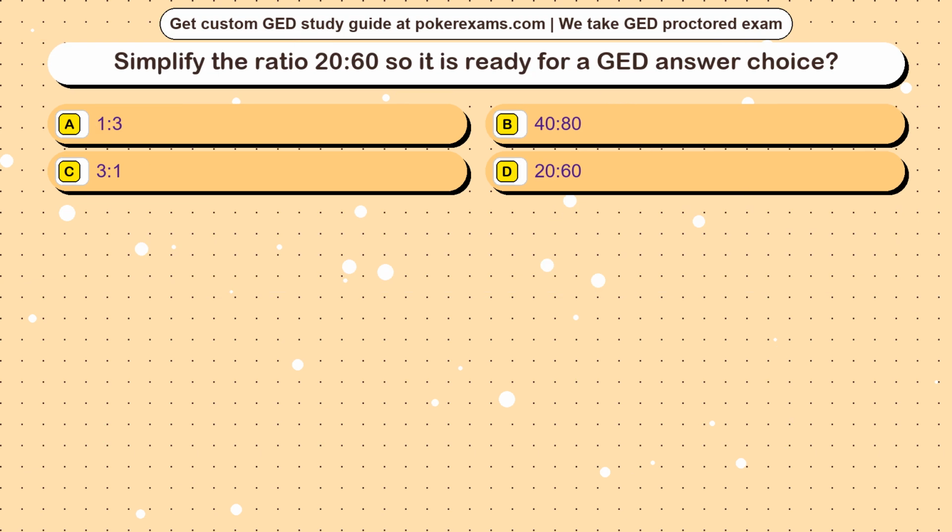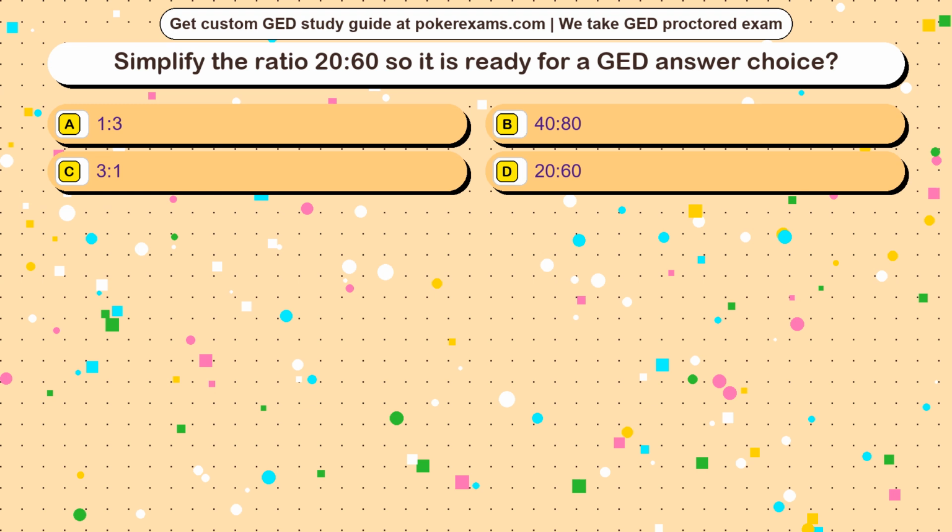Question 25. Simplify the ratio 20 to 60 so it is ready for an answer choice. Option A, 1:3. Option B, 40:80. Option C, 3:1. Option D, 20:60.